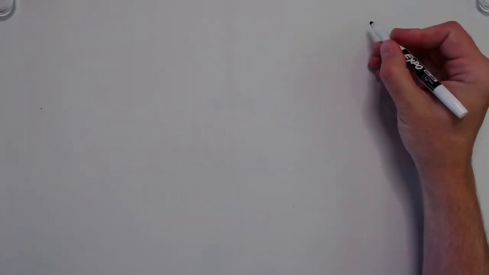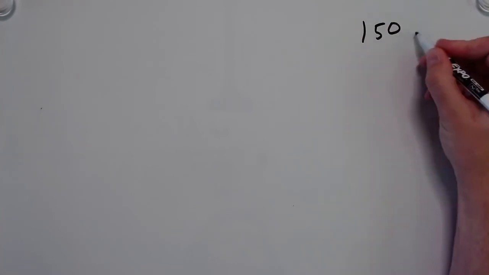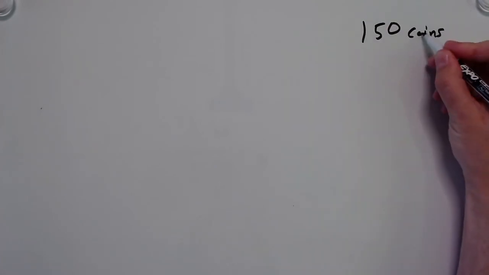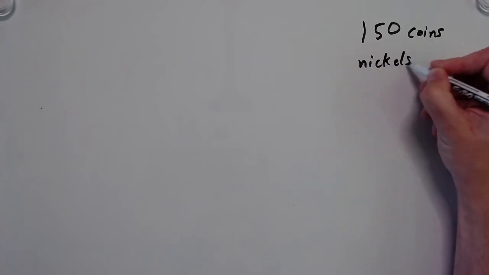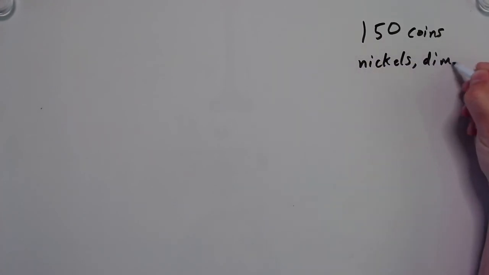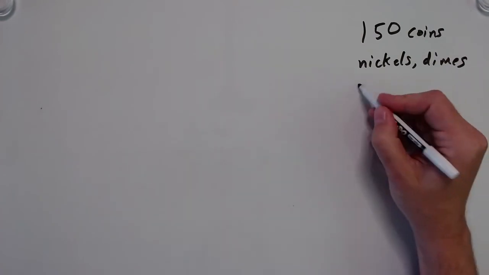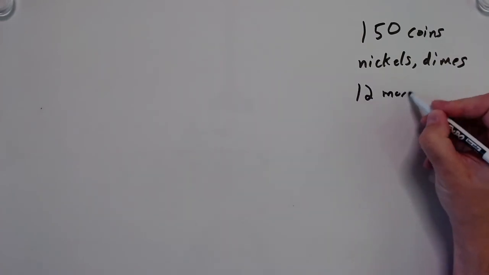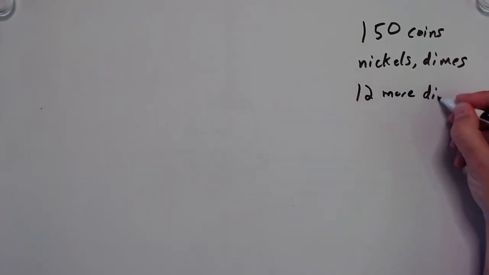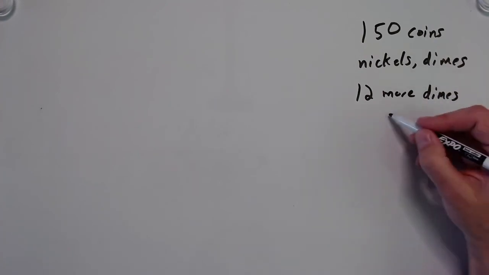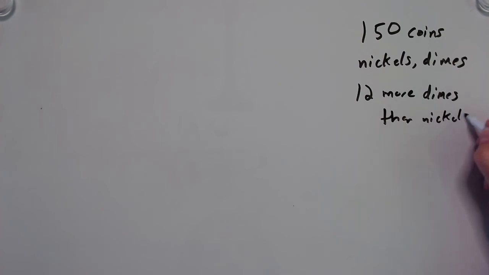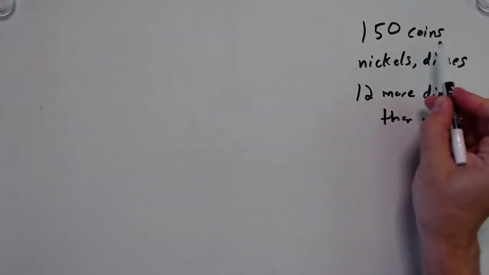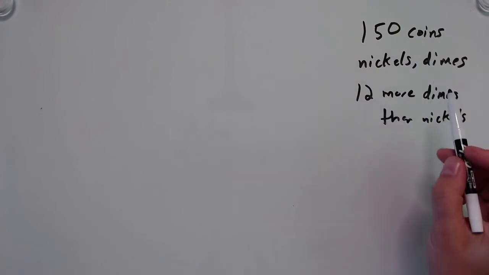Okay, let's say I have 150 coins, and they are all nickels and dimes. That's it. And there are 12 more dimes than nickels. So it's kind of a story problem. So let's look at the pieces that we have. 150 coins made of nickels and dimes.